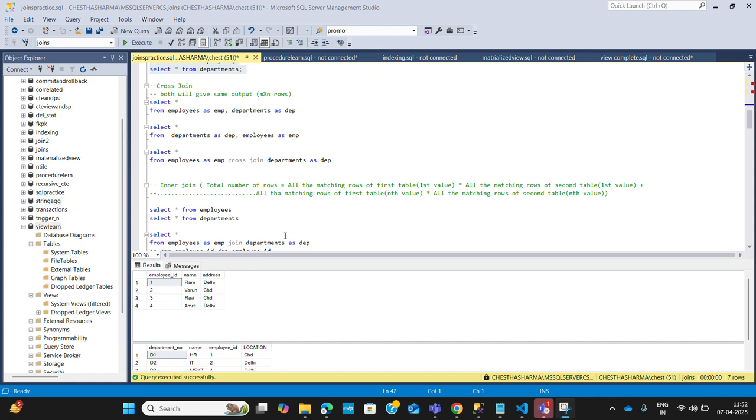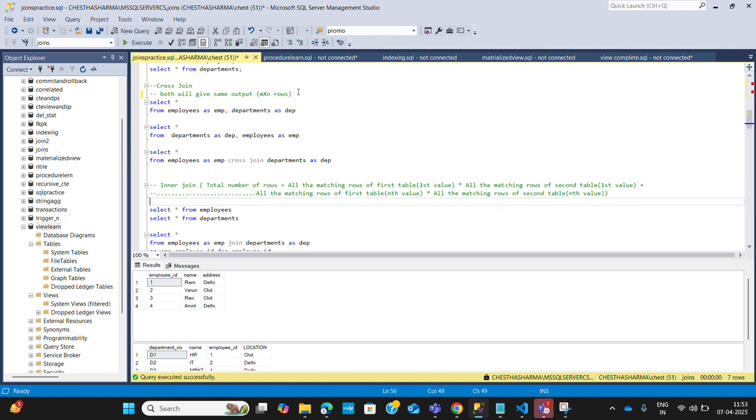This is how we'll write a cross join statement. There are also some important interview questions which interviewers usually ask about the cross join. I'll discuss those questions also, but first I'm telling you what the inner join is.